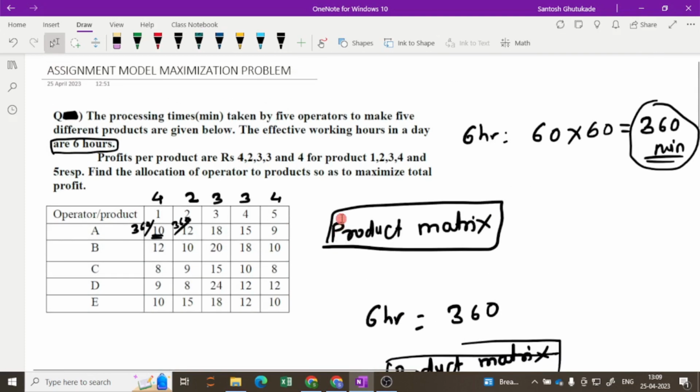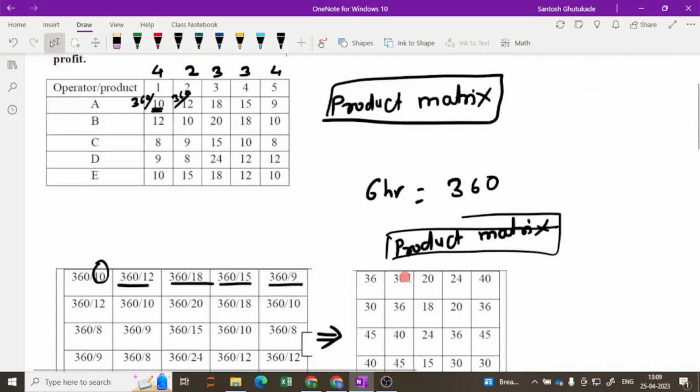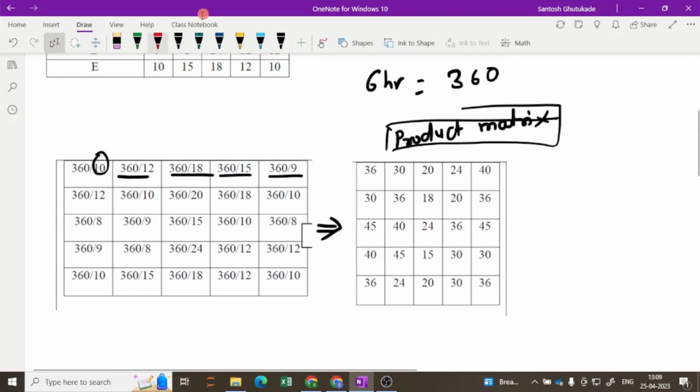As given in the problem, the profit per product is 4 rupees, 2 rupees, 3 rupees, 3 rupees and 4 rupees respectively for products 1, 2, 3, 4 and 5. Here I have written 4, 2, 3, 3, 4. I will write here once again: profit is 4 rupees, then 2, then 3, then 3 and 4. This column is for product 1, this column is for product 2, this is for 3, this is for 4 and 5.